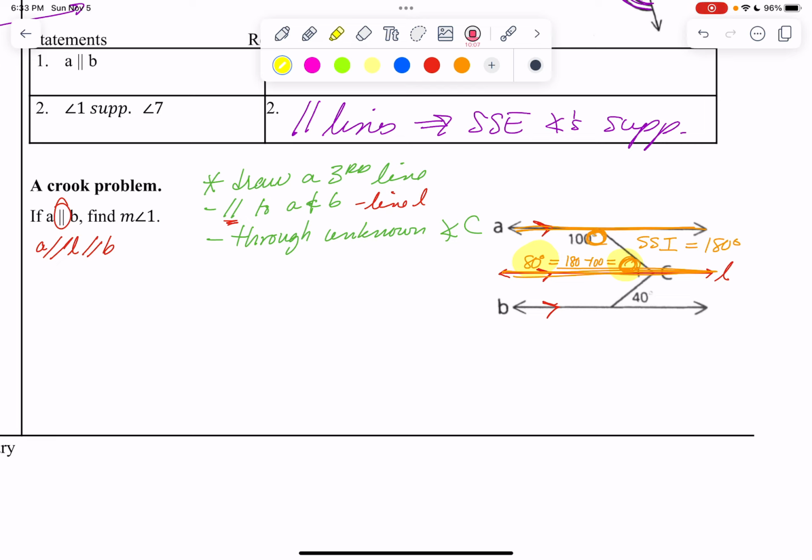Now, looking at the next set of angles, so we're going to look at line L again here, and we're going to talk about it in relationship to B. And these angles are what kind of angles? These are alternate interior angles. That means that they're congruent. That means that this piece is 40.